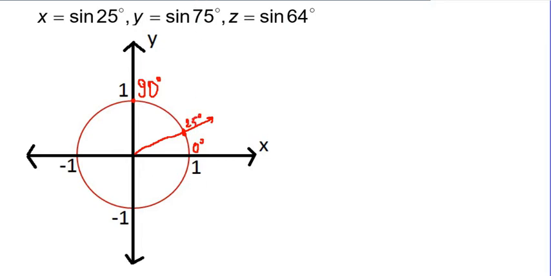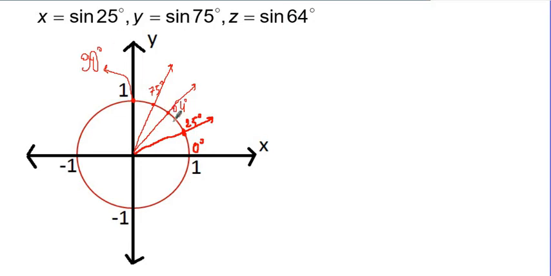All right. And I have 64. Let's say this point is 64 degrees, and let's say this is 75 degrees. Let me erase that 90 first. So this point is 90 degrees, and the 75 degrees will be here. Let me draw these terminal sides. So this is 25 degrees, this is 64 degrees, and this is 75 degrees.